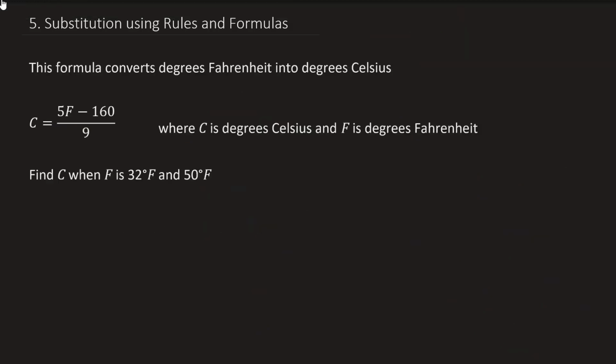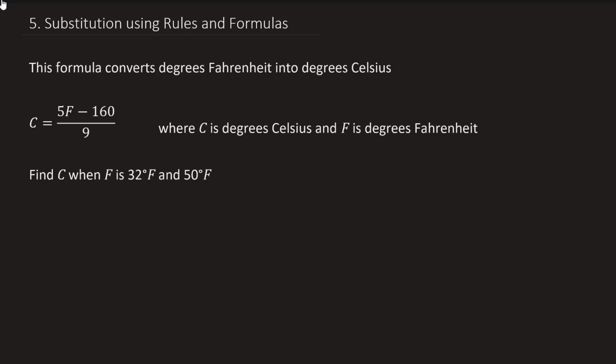Now we're going to look at some formulas, and formulas are extremely useful and used a lot in real life. This particular formula converts degrees Fahrenheit into degrees Celsius because different parts of the world use Fahrenheit and some other parts use Celsius. This conversion is very useful. The formula reads that C equals 5F minus 160 over 9, where C is degrees Celsius and F is degrees Fahrenheit. And you're asked to calculate C when F is 32 degrees Fahrenheit and 50 degrees Fahrenheit.